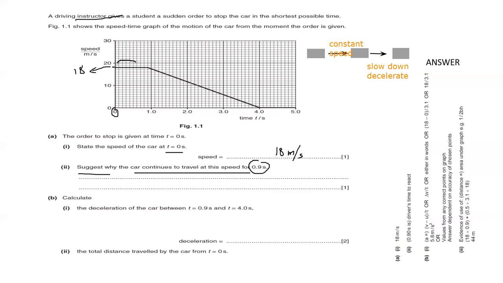So why does the car continue to move with a constant speed even though the instructor gave the order to stop the car, but the student did not stop the car instantly? First it moves for a short time, 0.9 second, at constant speed, and then it starts to slow down. So what is the reason why the student was not able to stop the car instantly? That is the reaction time, or due to the reaction time.